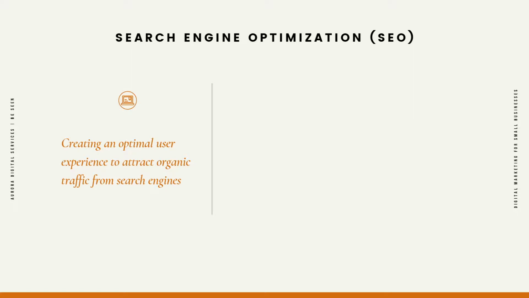In short, SEO is the criteria that search engines like Google use to determine what websites to feature in ranking order on search engine pages that are the most beneficial to users. So when it comes to optimizing your website, the key concept to keep in mind is, how do I create the optimal user experience so I can attract organic traffic from search engines?